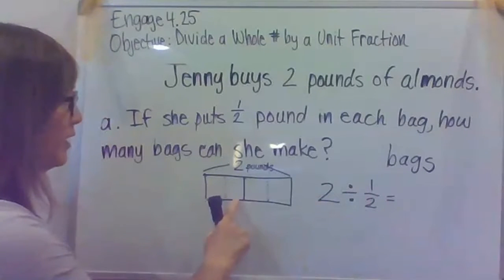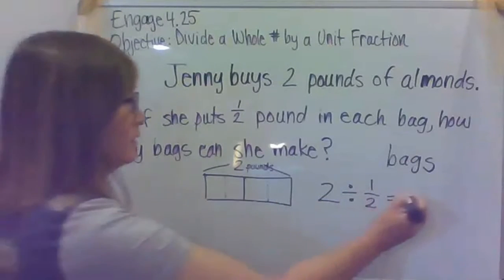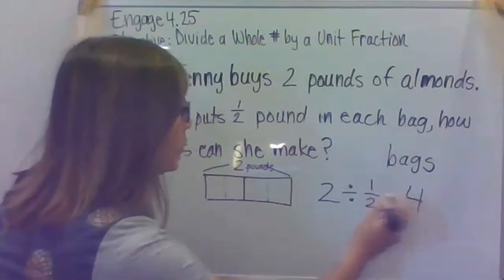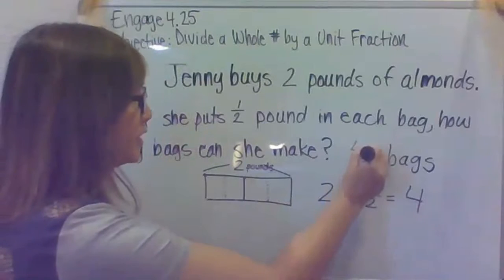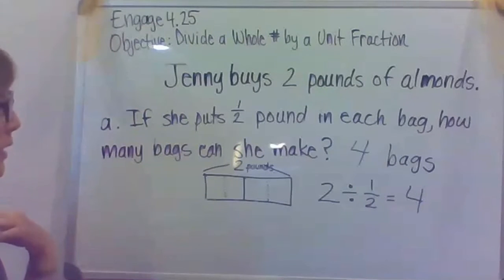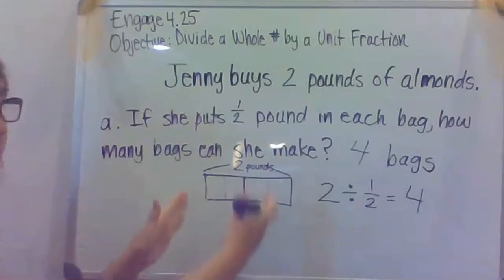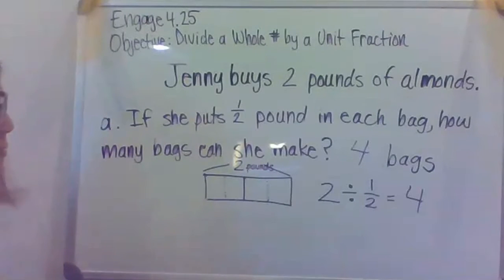Here's a half, here's a half, here's a half, here's a half. How many half pounds can she make? You are right. That is 4 bags. So we'd say she could make 4 bags and they all have a half a pound in them. Also, in your directions, it may ask you to show a number line. So I'm going to show you how, if you watch carefully, you can set up your tape diagram and your number line to basically match each other.